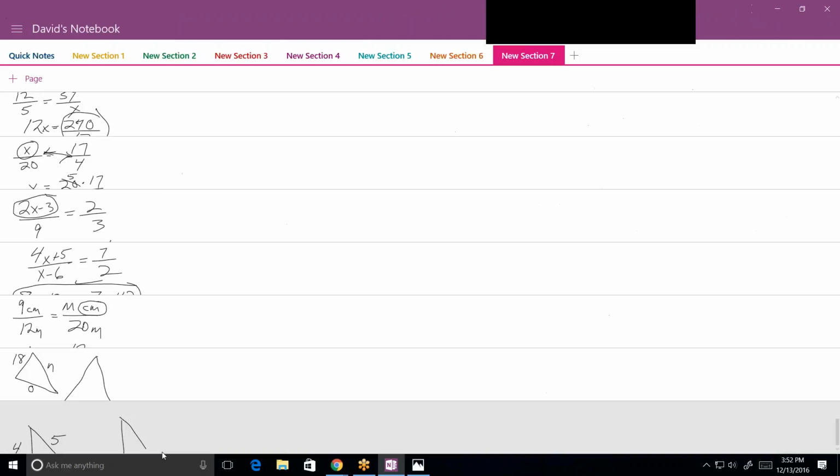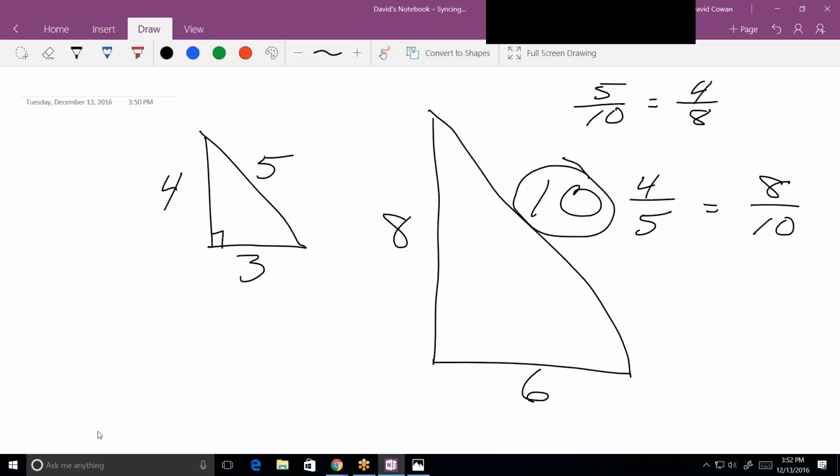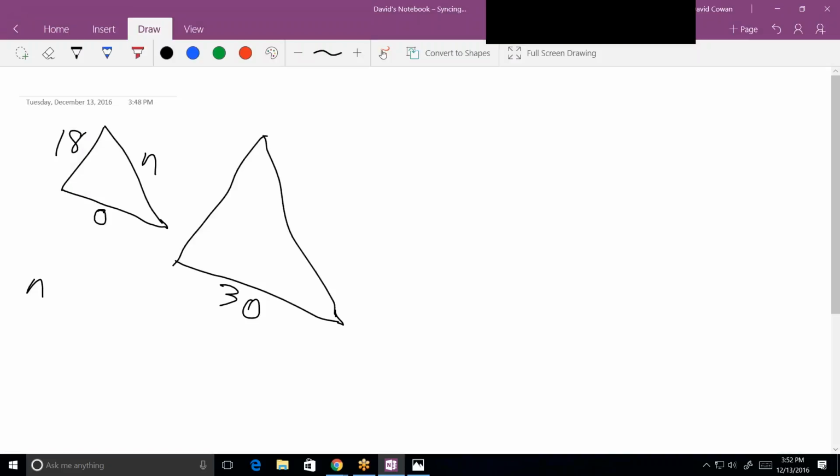Hold on a moment. So, these two triangles, hold on a minute.